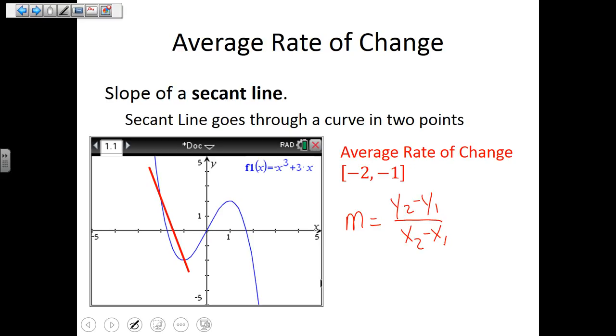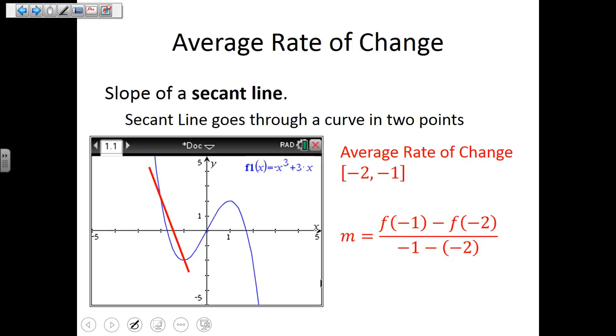So instead of y2 and y1, how do I find those? Well, I plug my x values into my function, and that gives me my y value. So f of -1 minus f of -2 over -1 minus -2. Now I could switch those -1s and -2s as long as I'm consistent. I try to just go my biggest number minus my smallest number, and that keeps me safe, but you can switch them as long as you do it consistently.